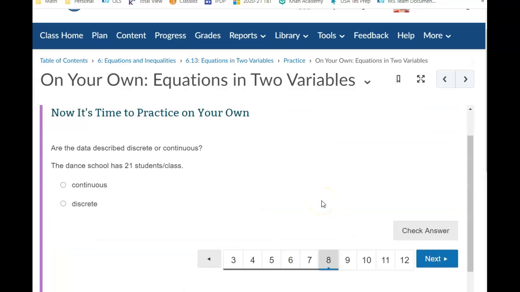Next, are the data described discrete or continuous? The dance school has 21 students. Okay, so that's something that's countable, right? I mean, we can't have 21.5 students. It's 21 exactly. If there was one fewer student, there'd only be 20. If there was one more student, it'd be 22. That's a great example of discrete data. There's no in between. If we were to plot information having to do with these students, it would be discrete data.